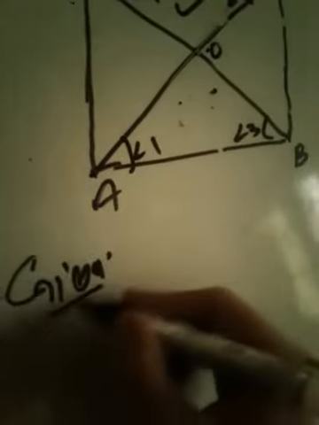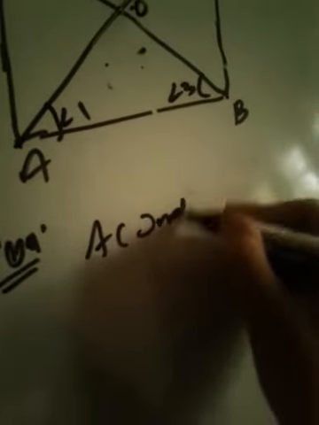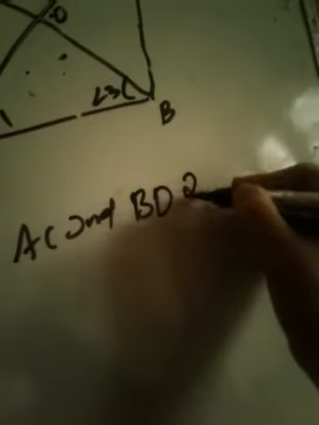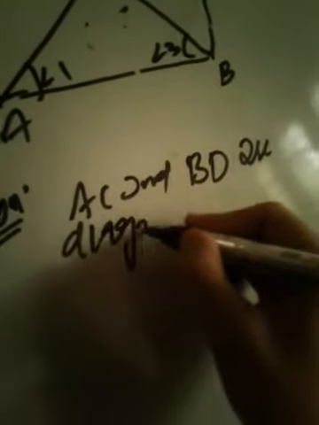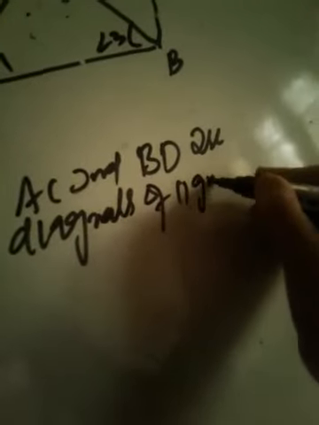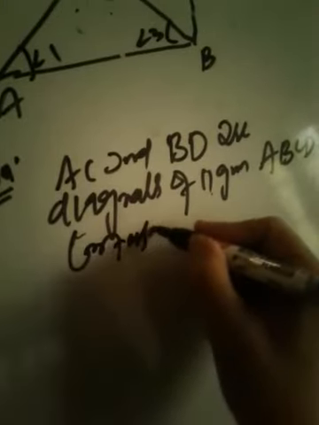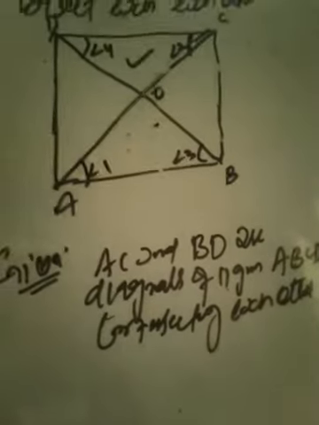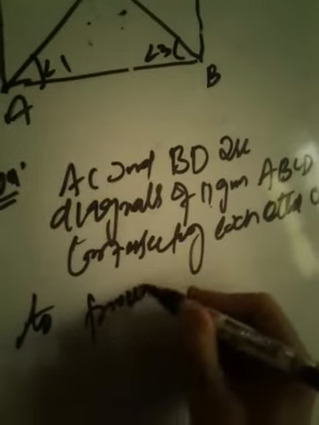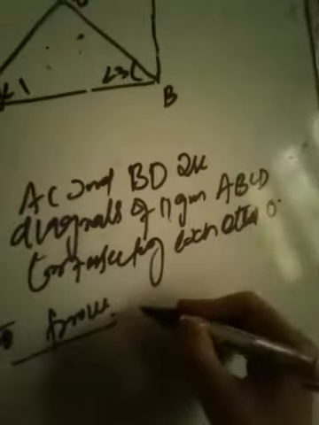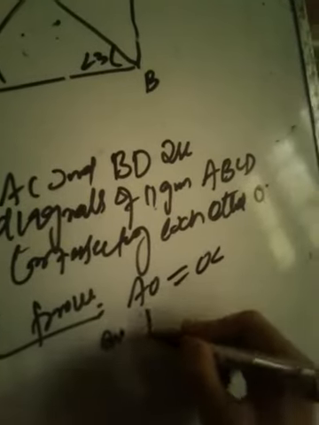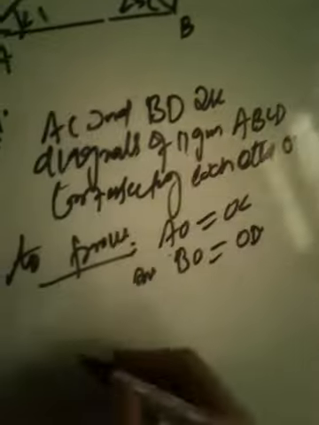Now we will write the given. Given: AC and BD are diagonals of parallelogram ABCD intersecting each other at O. To prove: we have to prove that AO equals OC and BO equals OD. Proof.